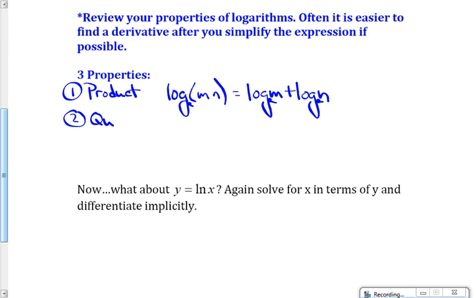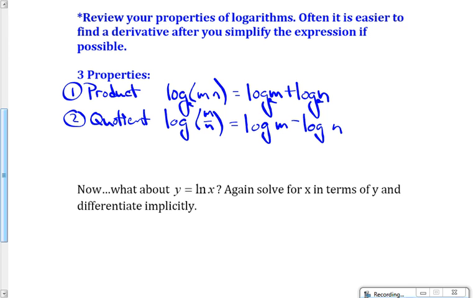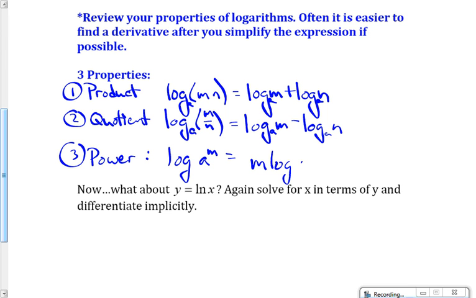Second one, it involves a quotient. Log of m divided by n is as simple as log m minus log n. And again, the base doesn't matter. I'll put a's there. Whatever base you want, as long as you keep the base the same all the way across. Those look familiar? I don't want you to get confused thinking there's like 100 things you need to remember about logs. There's 4. Number 3 is a power. We already alluded to it this hour that the log of something like a to the m can be written as m times the log of a. And again, the base doesn't matter.